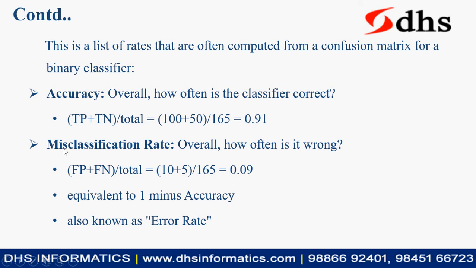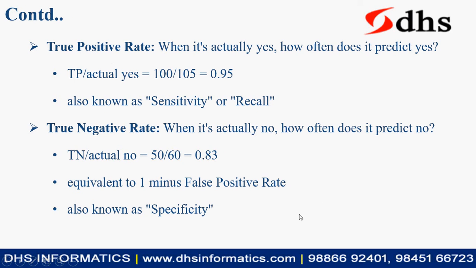Then one more thing, misclassification rate. We are having 91% accuracy, so definitely 0.09 is the error. That is the false positive and false negative added together, and we are getting 0.09. This is called the error rate.